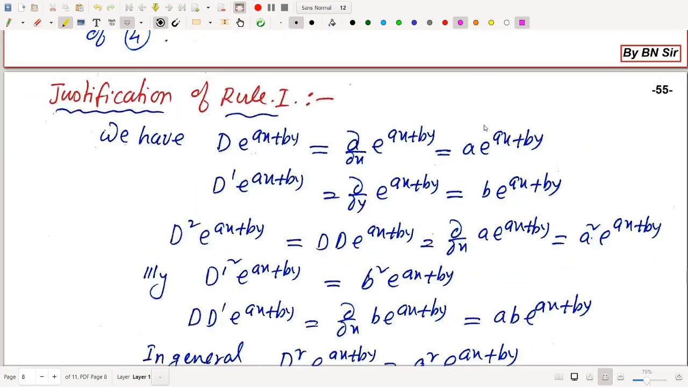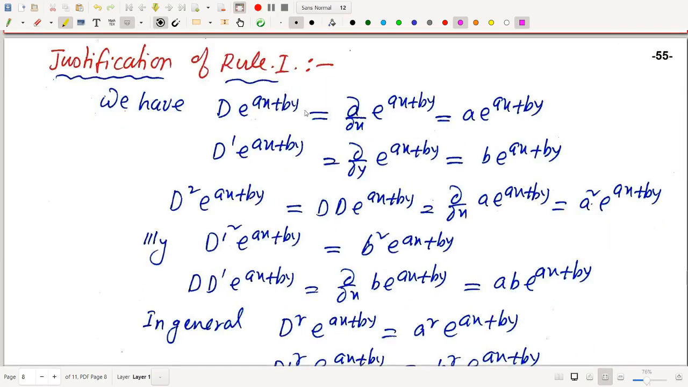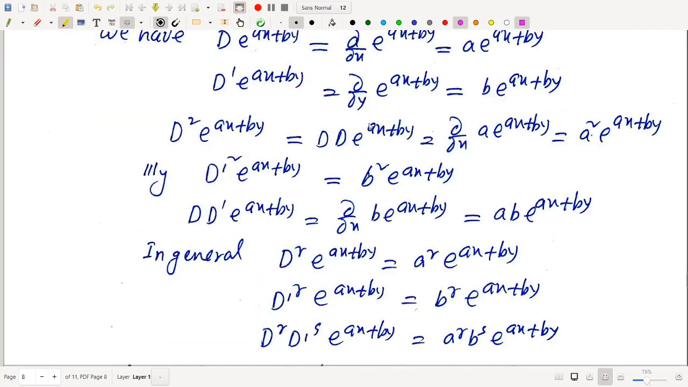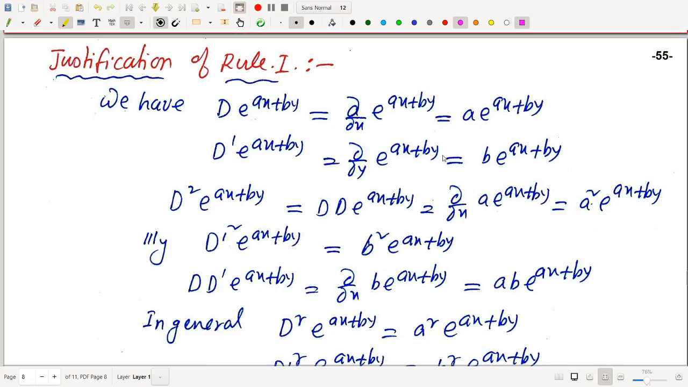Now, justification of rule 1. Justification may not be asked in the exam. Still, for satisfaction, let us see. We have D of e to the power ax plus by, the partial derivative with respect to x, is a e to the power ax plus by, because the derivative of ax is a with respect to x, and y is constant when we differentiate with respect to x. D' means del by del y of e to the power ax plus by. So it is the derivative with respect to y, means b will be coming here. E to the power anything is that thing's derivative. Now D square means the second derivative of this first line. It will be del by del x of a e to the power ax plus by, means another a will be coming. E to the power ax plus by will remain the same. So a square.